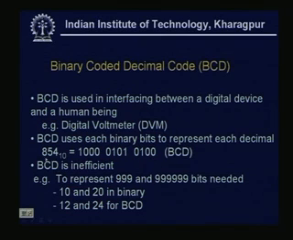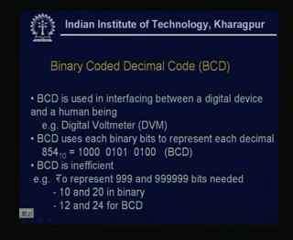Say if we take one example, this is 854 in decimal number system, then each decimal number is represented as a 4-bit binary number. That means 8, just now the way we have converted, it will be 1000. The 5 means it will be 0101, and then 4 means it is 0100. So, this will be the BCD code.